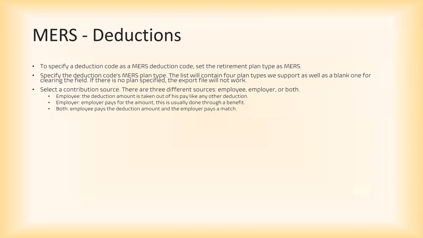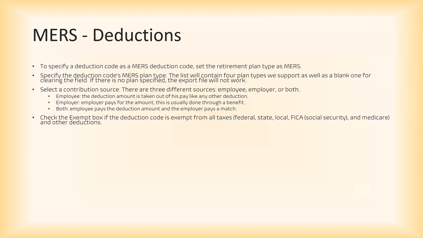So for both, the employee pays the deduction amount and the employer pays a match. So in that deduction code, you can specify parameters for that matching value. You can check the exempt box if the deduction code is exempt from all taxes, federal, state, local, FICA, which is Social Security and Medicare, and other deductions. That is your pre-tax MERS. You can check deferred comp if the deduction is exempt from federal, state, and local, but you do need to take Social Security and Medicare out.